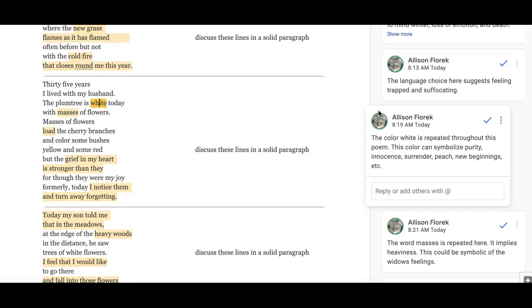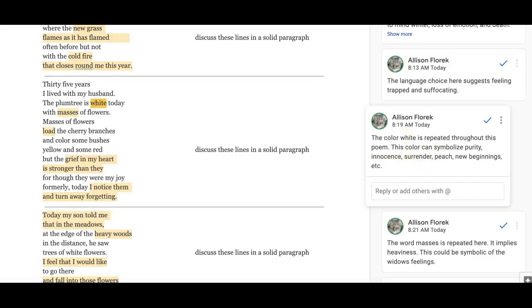So it says, 35 years I lived with my husband. The plum tree is white today with masses of flowers. So again, we want to look at words that we feel have a specific connotation or that have a specific meaning behind them. So the word white is used constantly throughout the poem, and the color white typically symbolizes purity, innocence. It can also represent surrender, so like lifting the white flag, peace. If it says peach there, that should be peace, new beginnings.